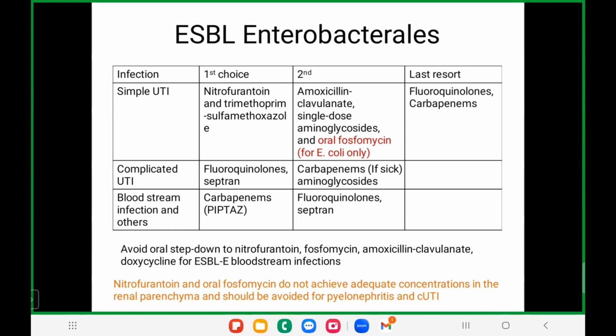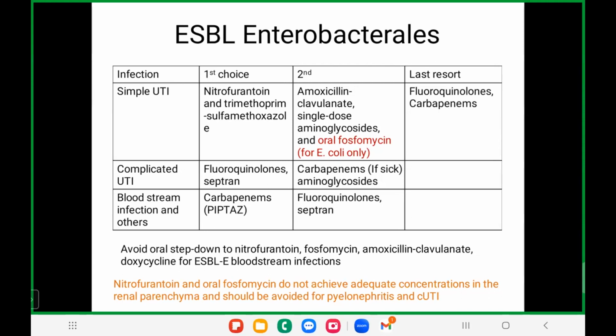So we need to think whether initially you need to start bactericidal, and later on you can switch over to oral Cepron based on clinical improvement. So any sick child, avoid bacteriostatic drugs, try to go for bactericidal drugs if you have an option. So simple UTI, start with the oral choices, nitrofurantoin and Cepron. Even amoxiclavulanate you can try, but if you want to go for IV, you can use a single dose of aminoglycoside.